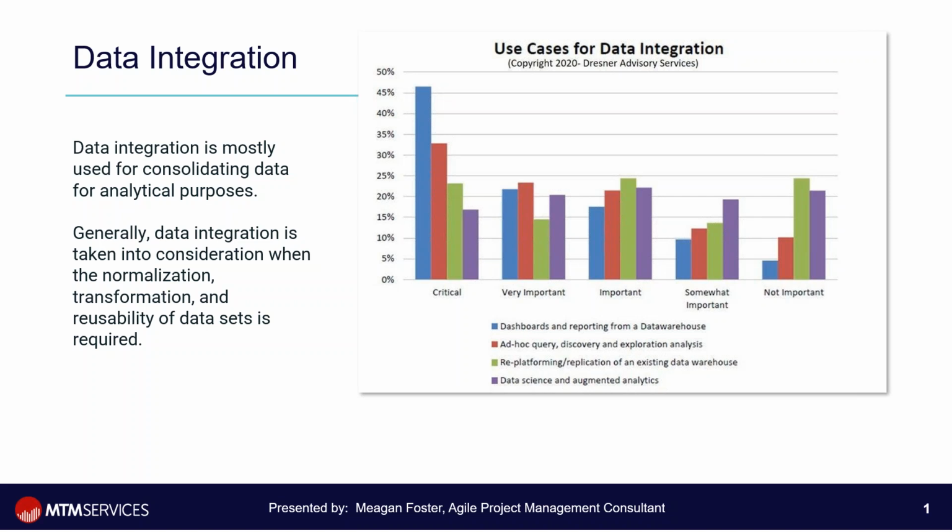And so this chart on the right is taken from a survey where respondents were asked, kind of on a spectrum from critical to not important, how important are these different use cases for data integration? And so we see dashboards and reporting are noted as the most critical by almost 50% of the respondents. Ad hoc querying is the next highest that is ranked critical. And then we also have replatforming, replication of existing data warehouse, data science, and augmented analytics.